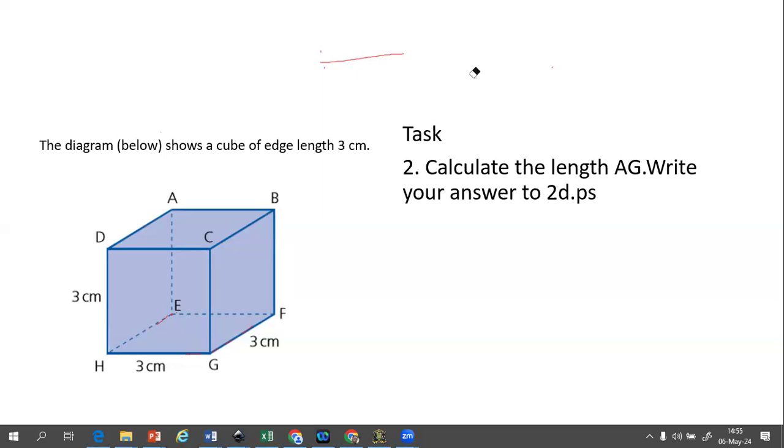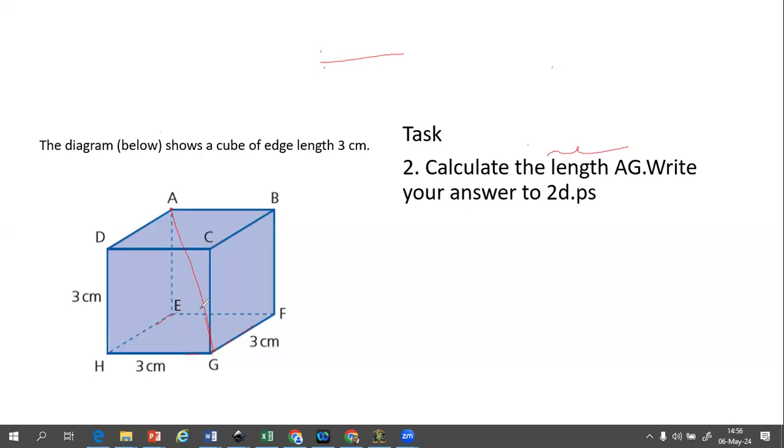We are trying out A to G. Now we are going to find the length A to G. It is the same question, don't draw it; I'm just giving you the second task. Length A to G means I go where A is and I go where G is, then I connect. I'll connect like that. That is my simple line.